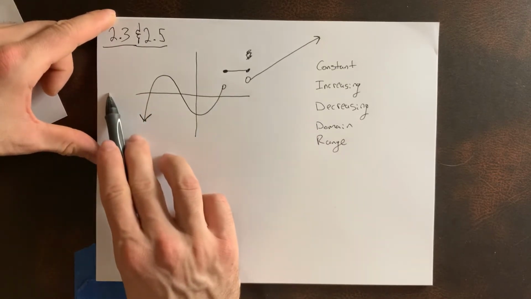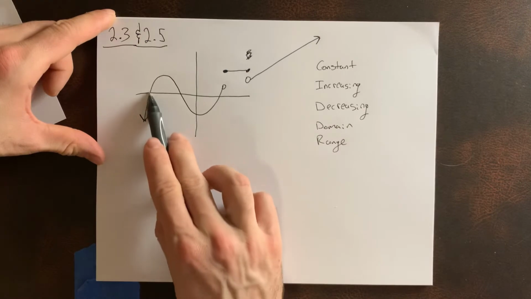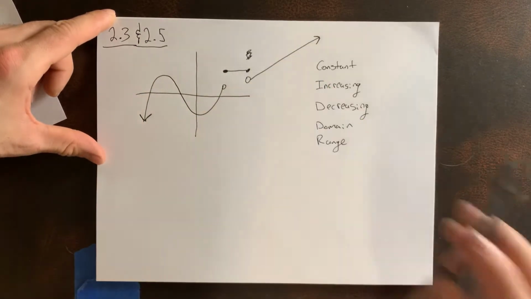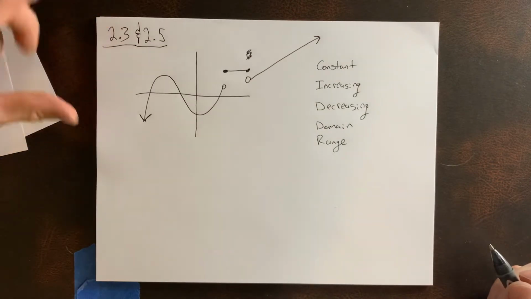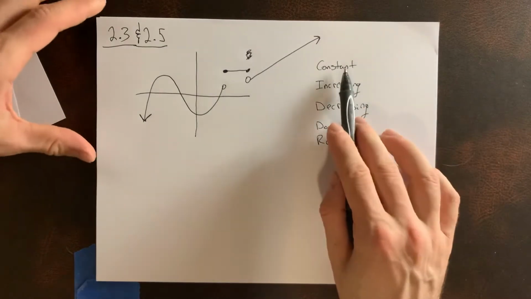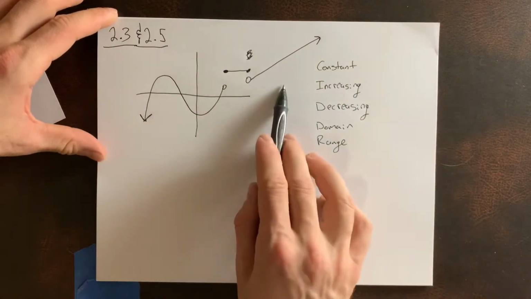So say if we move from this side of the paper to this side of the paper, here the graph moves up, moves down, moves up, is flat, and then moves up again. So that's how we're going to figure out what constant, increasing, or decreasing is. And just like how it sounds, constant just means the graph isn't changing. So it's going to be a horizontal line.